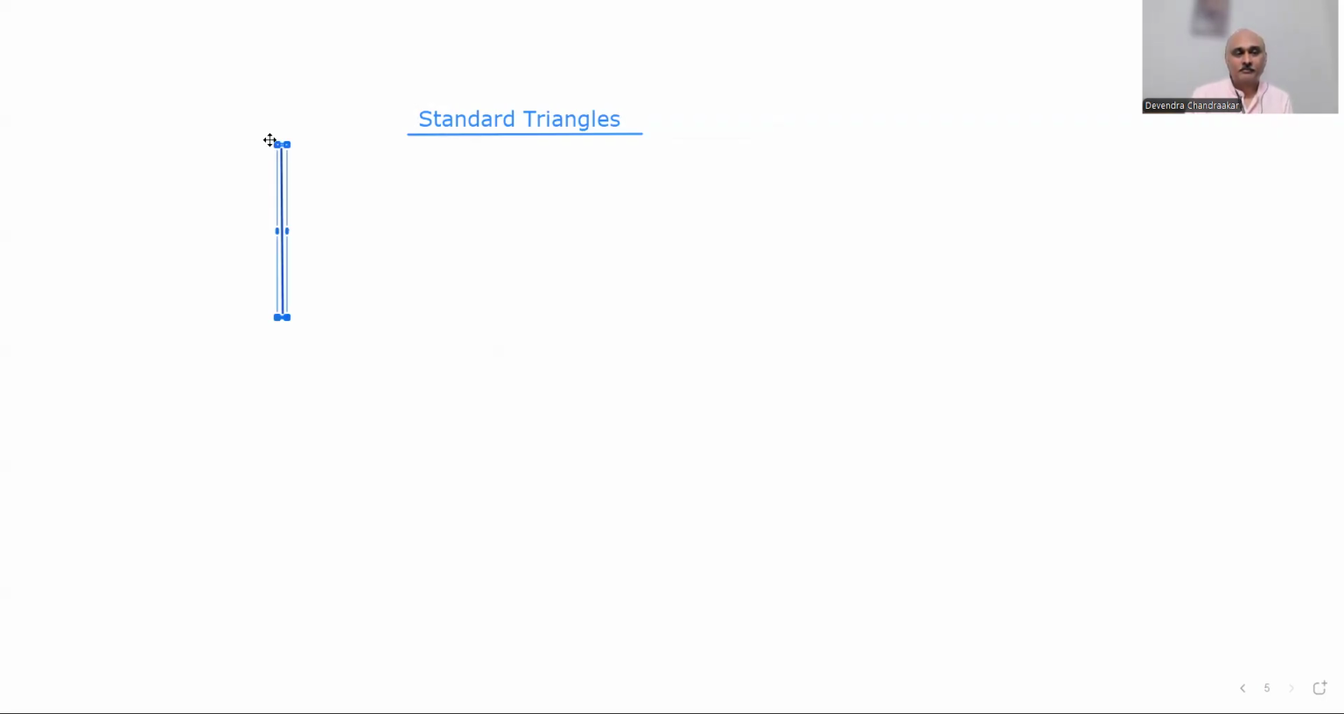So let's move ahead with standard triangles. What are these standard triangles? Standard triangles are the triangles which contain the standard angles of the first quadrant. Standard triangles are those triangles which have the standard angles of the first quadrant, right? So let's draw these triangles first.